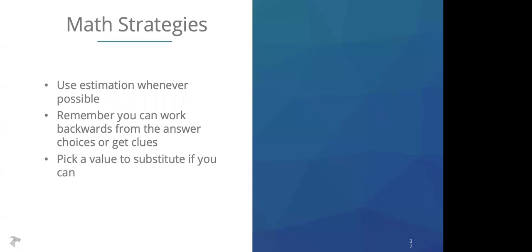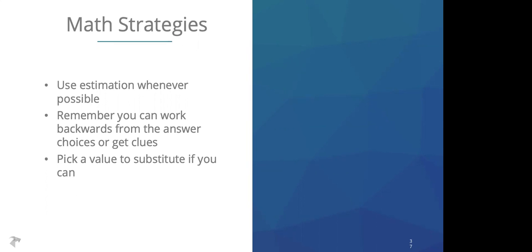Estimation can be a powerful tool for eliminating wrong answer choices. So for every question, before you begin to solve, know a ballpark of what you think the right answer should be. So if it's going to be somewhere closer to 1 and one of the answers is 10,000, then that one's most likely wrong.